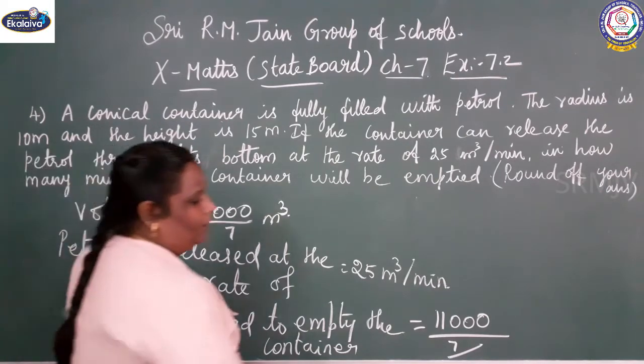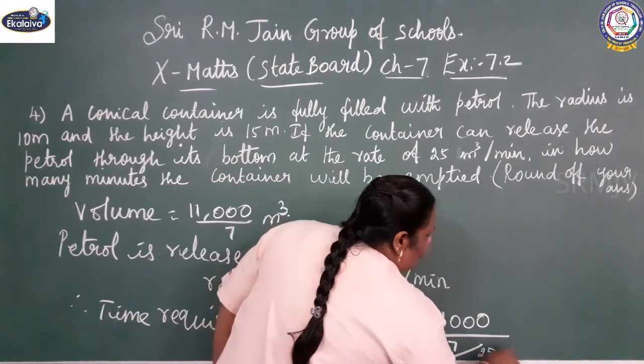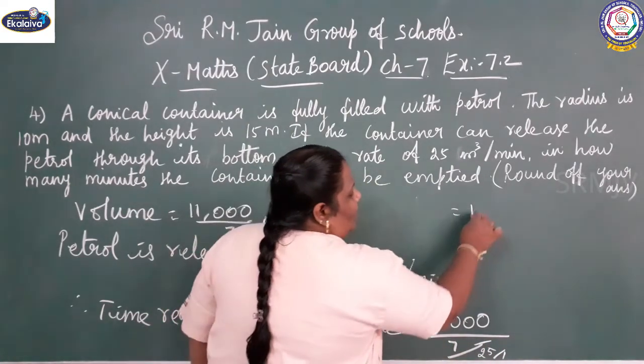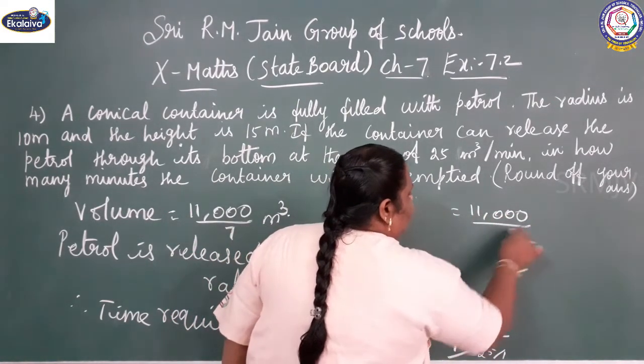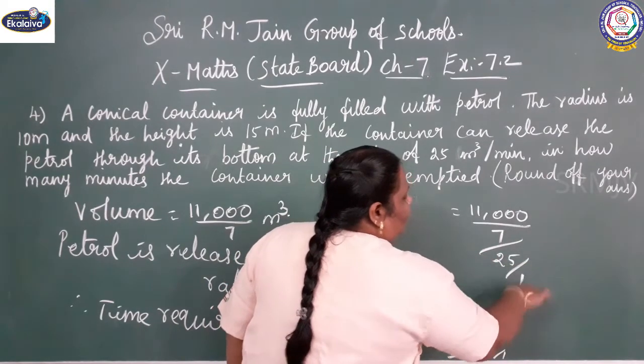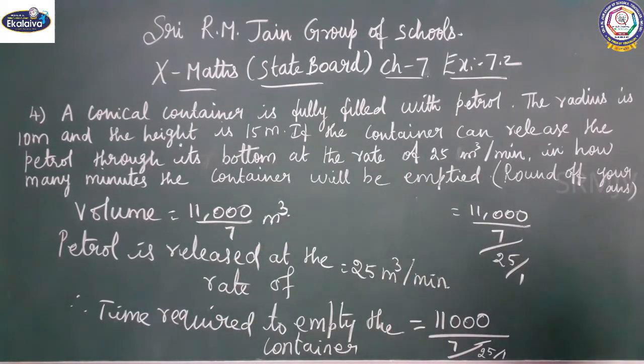25 by 1. See here, 11,000 by 7 by 25 by 1. You can take the reciprocal of the value. 11,000 by 7 into 1 by 25. So you can cancel: 25 ones are 25, 25 fours are 100, so 440.